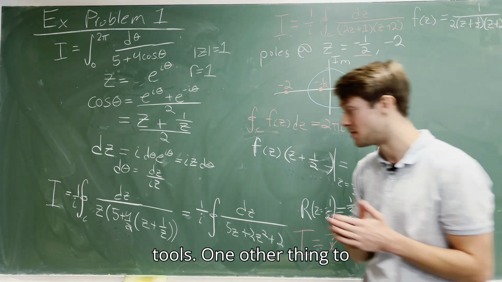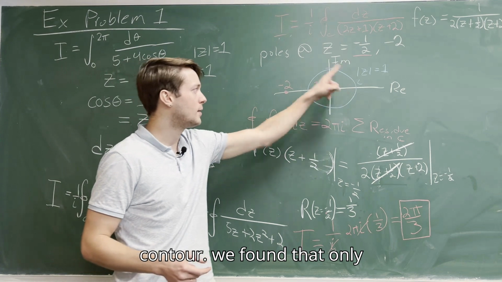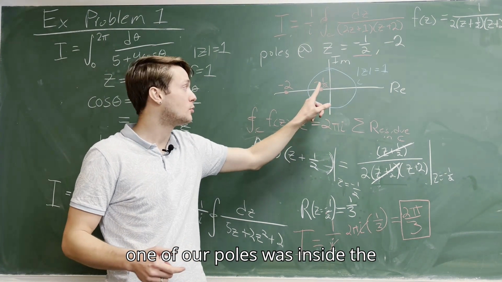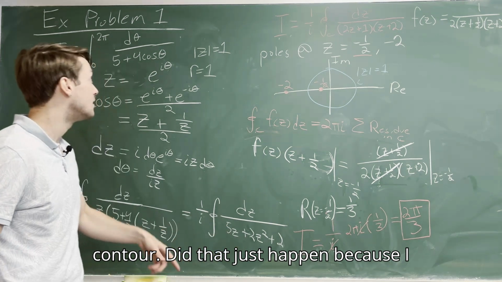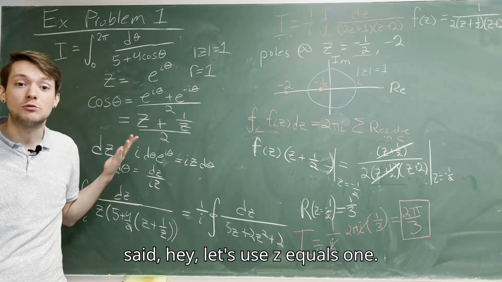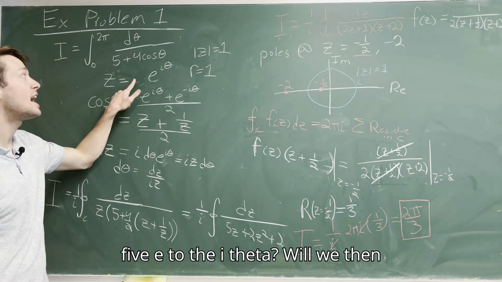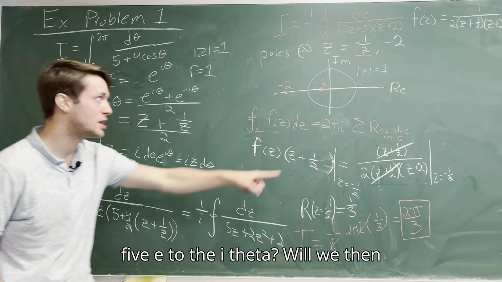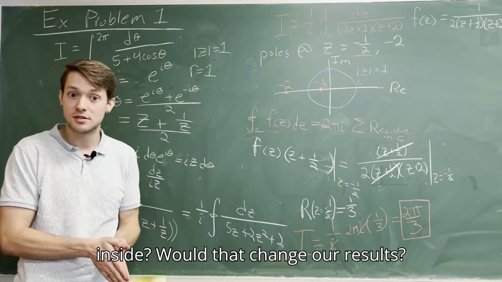One other thing to mention: when we found our contour, we found that only one of our poles was inside the contour. Did that just happen because I said, hey, let's use z equals e to the i theta, a radius of 1? What happens if I used z equals 5 e to the i theta? Would we then draw a bigger circle where this pole's inside? Would that change our results?